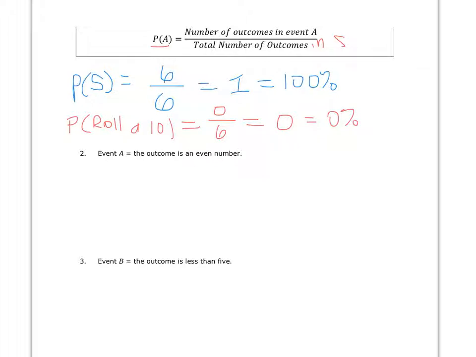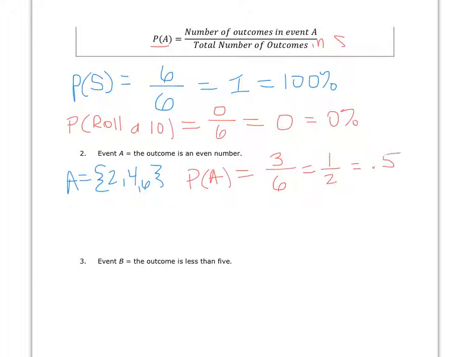Okay, let's look at number 2. Event A is the event that the outcome when we roll the die is an even number. First thing we want to do is define the event, list out the outcomes that satisfy. That's 2, 4, and 6. All right, so that lists out the event. And then we want the probability of that event. So there are 3 outcomes in event A over the total of 6. You get 3 over 6, so we write it as 1/2, or I won't do this every time, but we can write that as 0.5 or 50%.